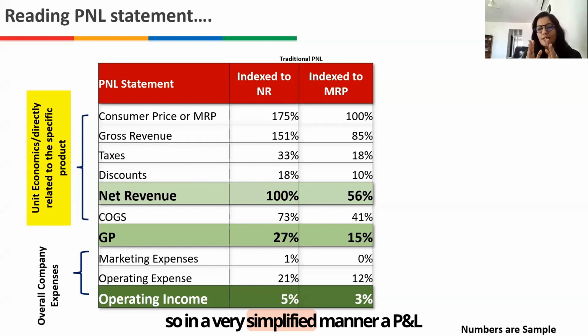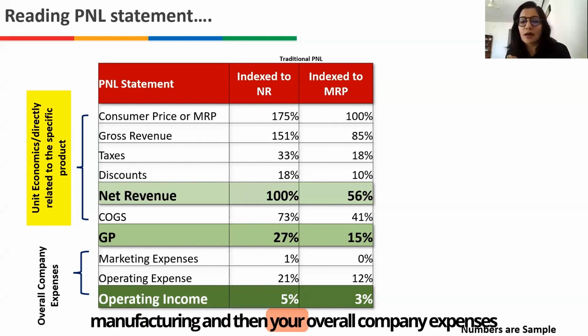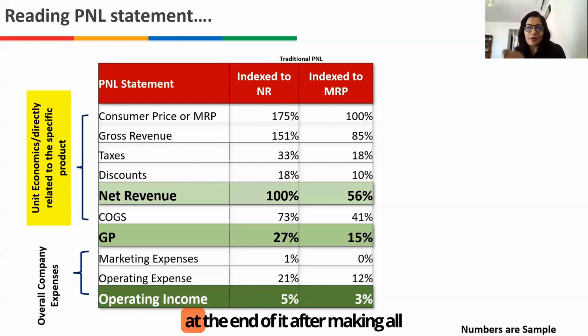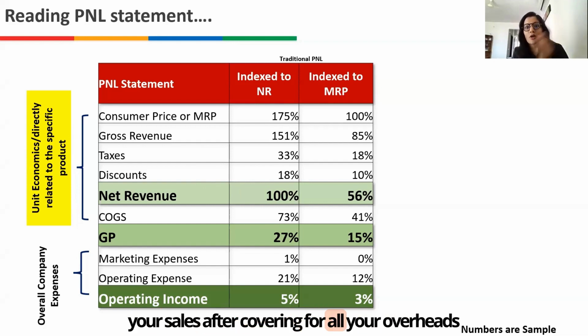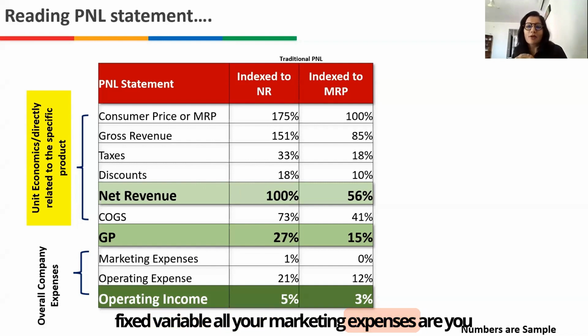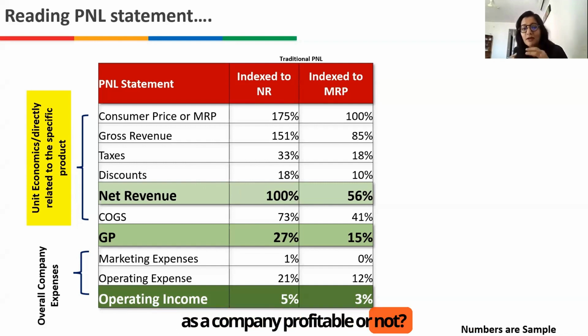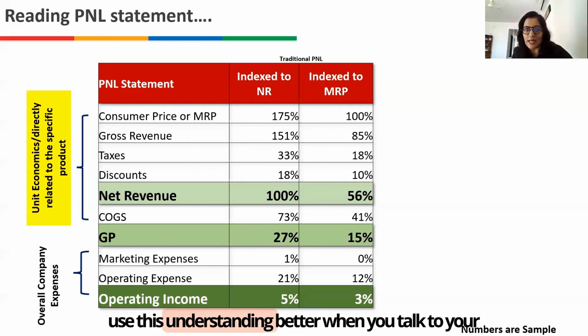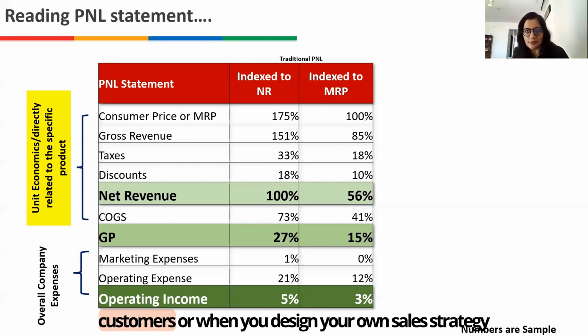So in a very simplified manner, a P&L is about your revenues, your cost of manufacturing, and then your overall company expenses. At the end of it, after making all your sales and covering all your overheads, fixed, variable, and all your marketing expenses, are you as a company profitable or not? We will talk about how you can use this understanding better when you talk to your customers, or when you design your own sales strategy.